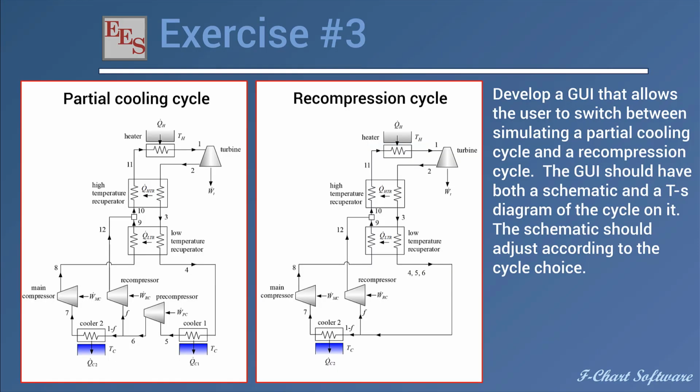So here's the exercise. It's a cycle model. On the left you see what's called a partial cooling cycle for a supercritical CO2 power system. And then on the right you see the recompression cycle. And the recompression cycle is actually simpler than the partial cooling cycle. You can see to make the recompression cycle, all you do is you remove the precompressor and you remove cooler 1.